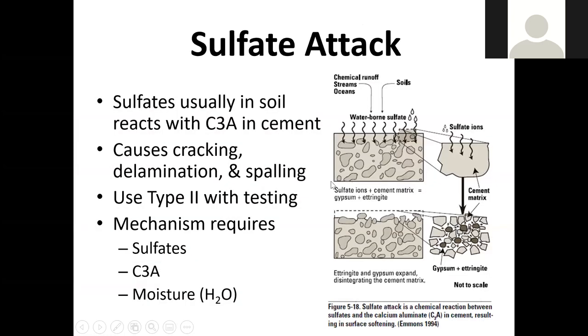You have sulfates in your soil. They react with the C3A in your cement. They'll react together and it'll cause cracking. So you can use a Type II cement and do some testing to make sure that doesn't happen.